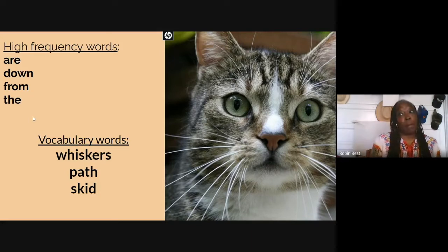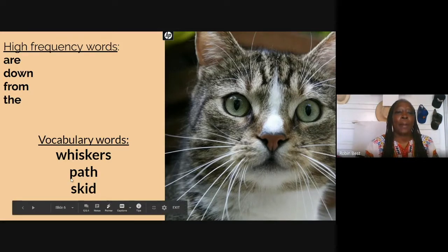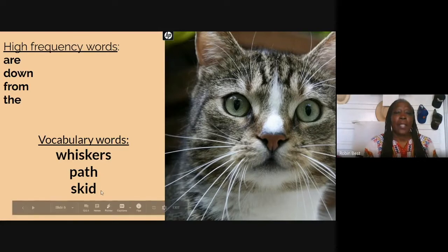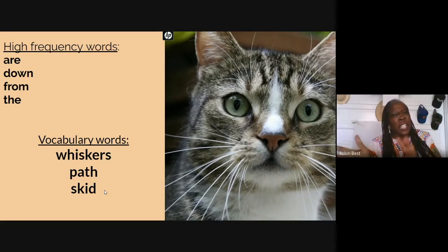Vocabulary words today. If you look at my picture, I guess you can tell what one of our characters is going to be. Our first vocabulary word is whiskers. Can you look at the picture and point to the whiskers? Good. It's the hair coming out of the cat's little cheeks. Another word is path. Path is a way that you walk. So you made a path from your room to the kitchen. Our next word is skid. If you were running and you kind of slid, that's called a skid.